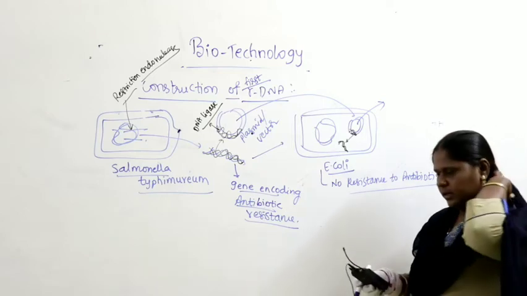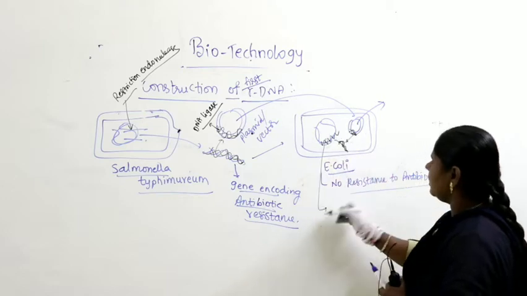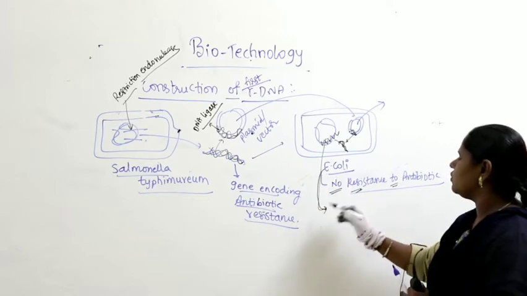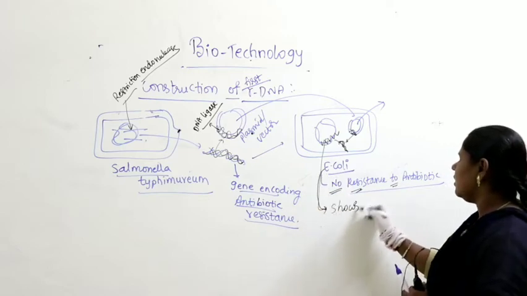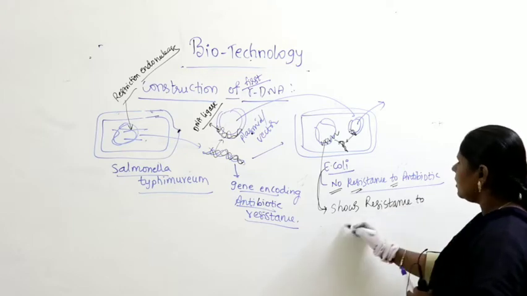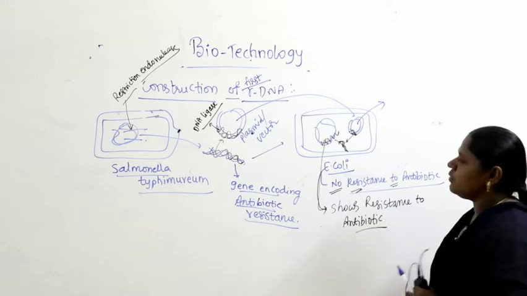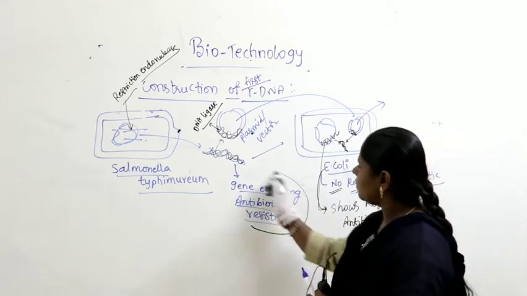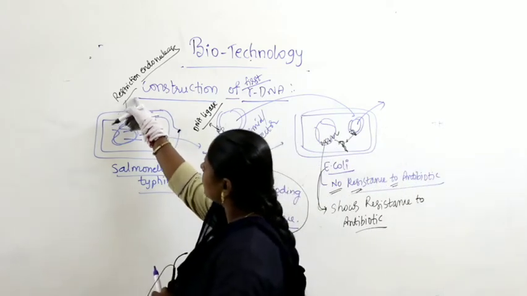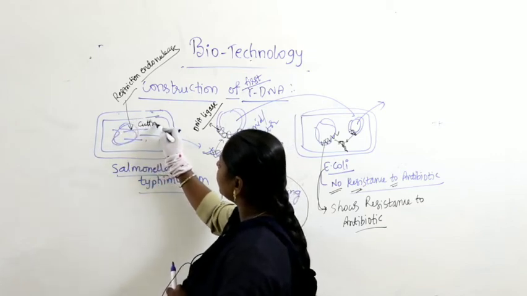Now this introduced plasmid, what is being introduced here, earlier there was no resistance to antibiotic, now E. coli shows resistance to antibiotic. So what is introduced is nothing but the gene encoding antibiotic resistance. The first enzyme used is restriction enzyme or restriction endonuclease, which is used for cutting off DNA.